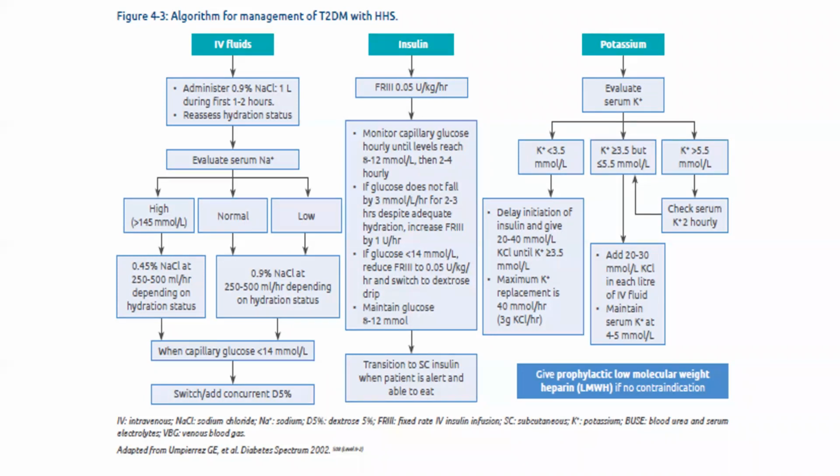For insulin, we do not start as high as the dose that we start in DKA, whereby we start with 0.05 units per kg per hour. It's the same: we monitor the capillary glucose levels until it reaches 8 to 12 millimoles per liter, and then 2 to 4 hourly. And then we must make sure that it falls by at least 3 millimoles per liter per hour for 2 to 3 hours.